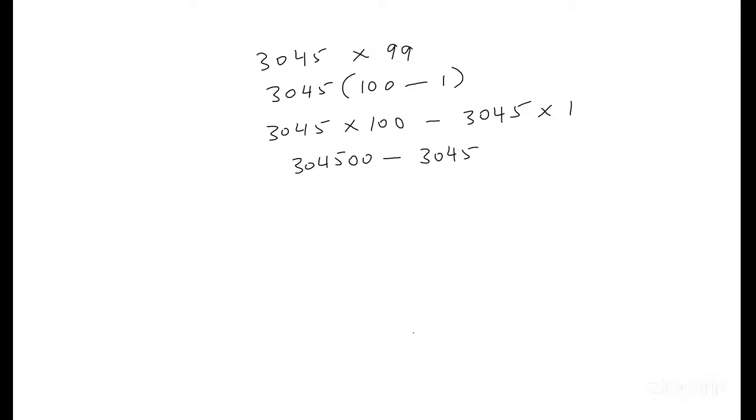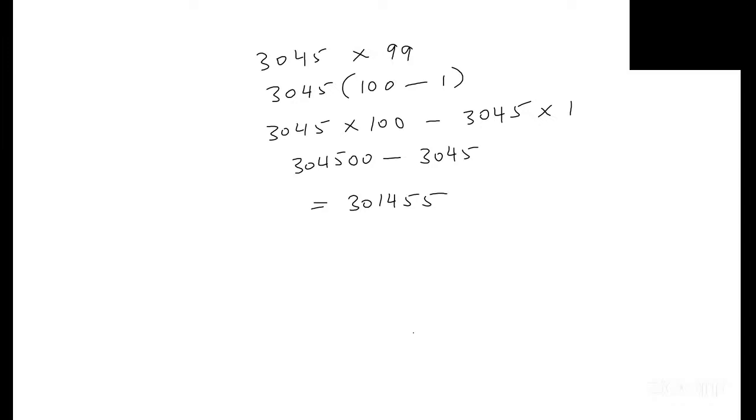304500 minus 3045 we will do. How much will we get? 301455. Okay, so our answer is 301455. Understood the property? Yes, teacher. And the rest of you, Anna, Nathaniel, understood the property?